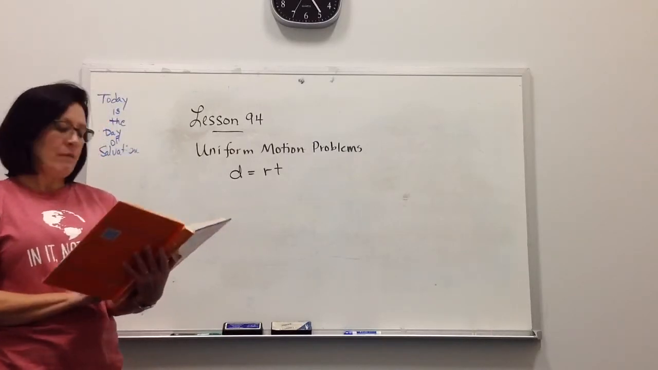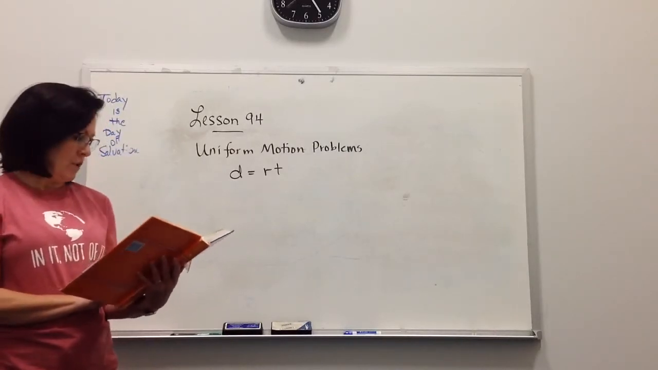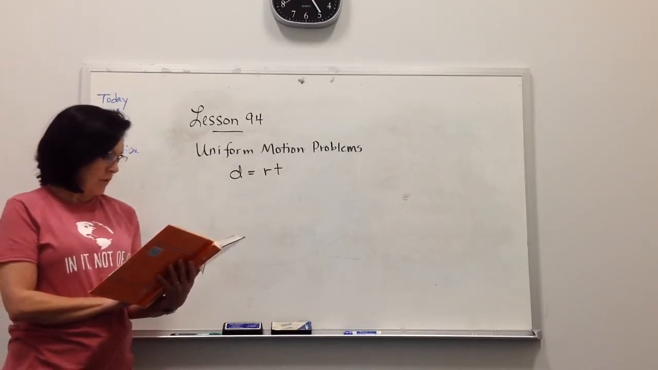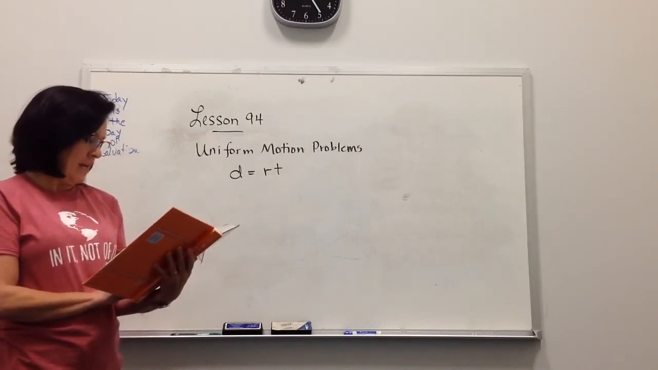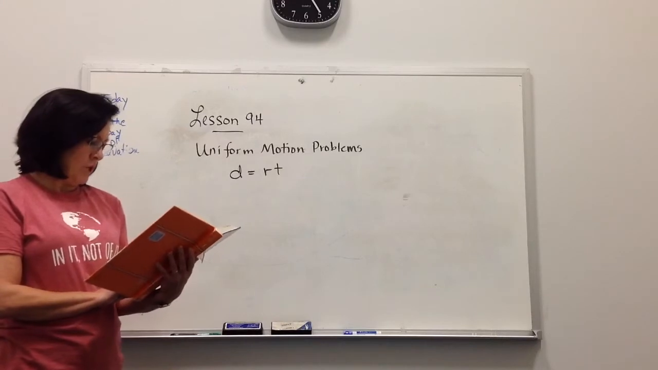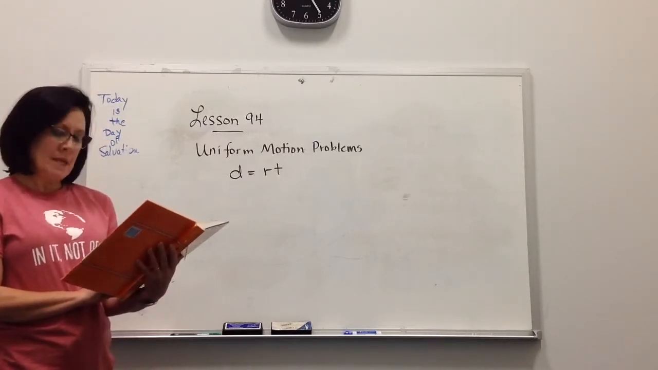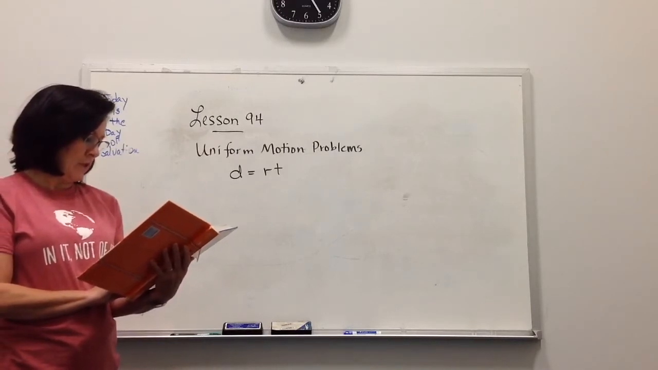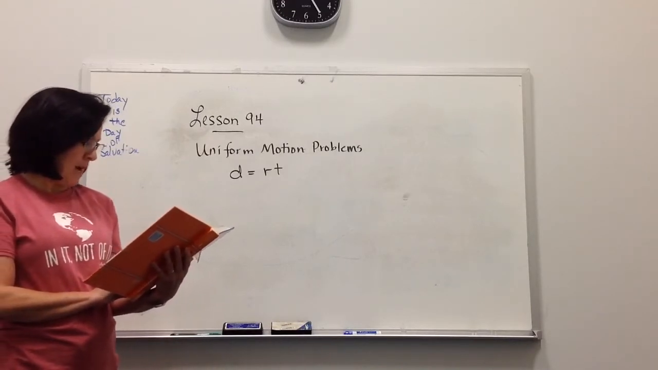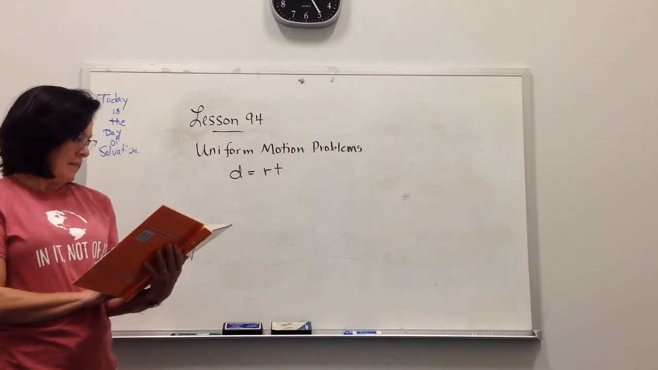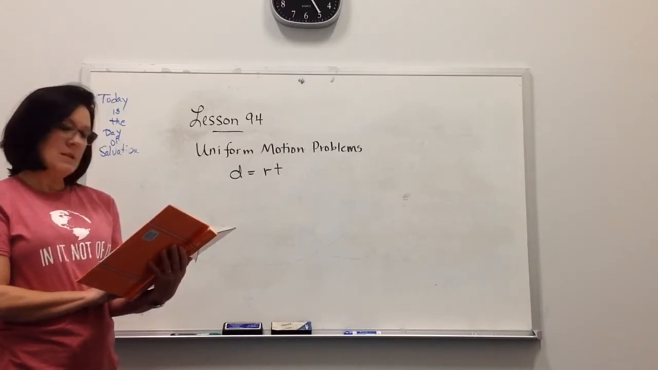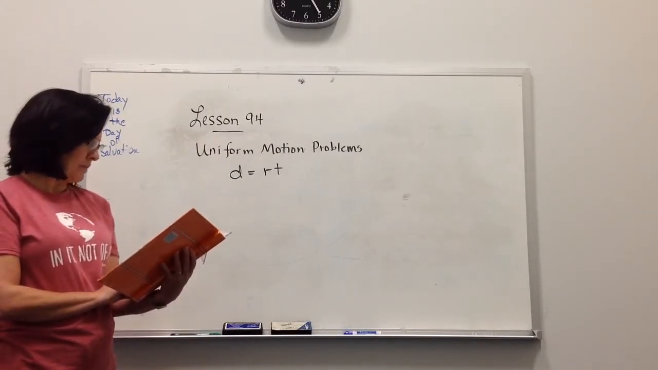So in example 94.2 on page 392, we see that a train starts from Toledo at 11 a.m. and heads for Mackinac, which is 332 kilometers away. At the same time, a train leaves Mackinac and heads for Toledo at 65 miles per hour. If the trains meet at 1 p.m., what is the rate of the first train?